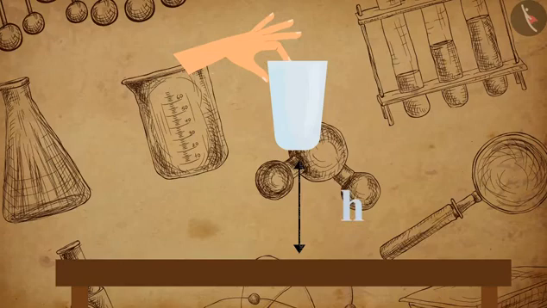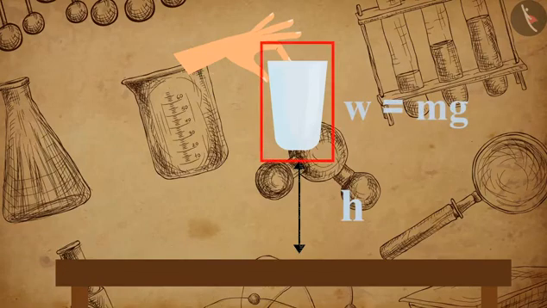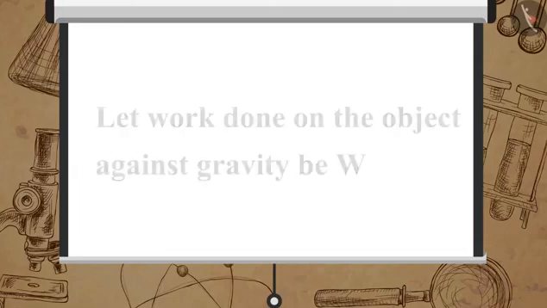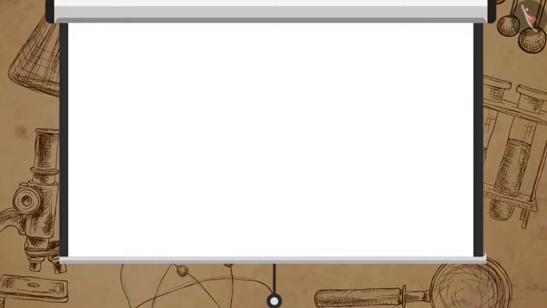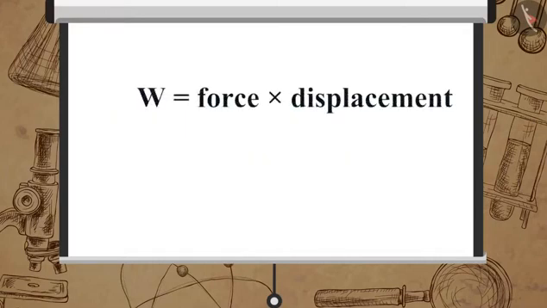The force required to raise the object is equal to the weight of the object, that is mg. The energy gained by the object is the work done on it. Let work done on the object against gravity be W. W is equal to force multiplied by displacement, which is equal to mg multiplied by h, which is equal to mgh.